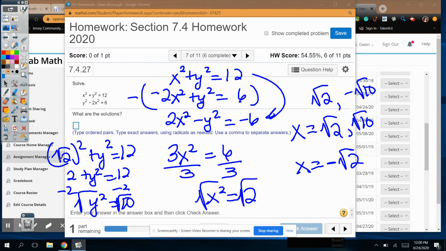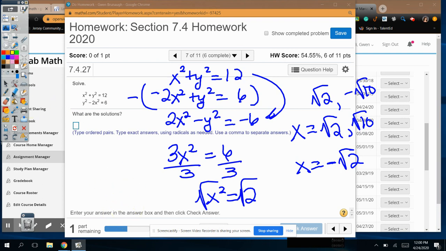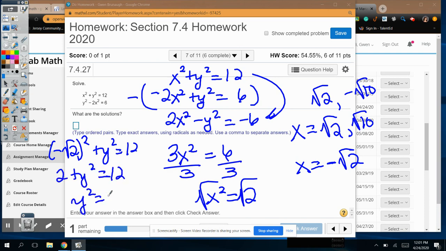Now I plug in the negative square root of 2, and I'm going to get the same answers. Because I take a negative square root of 2 and I square it, I'm going to get still 2 plus y squared equals 12, which is the same thing. Again, plus or minus the square root of 10. So square root of 10, negative square root of 10. You're going to hate plugging that in. That's kind of a jerk to plug in.